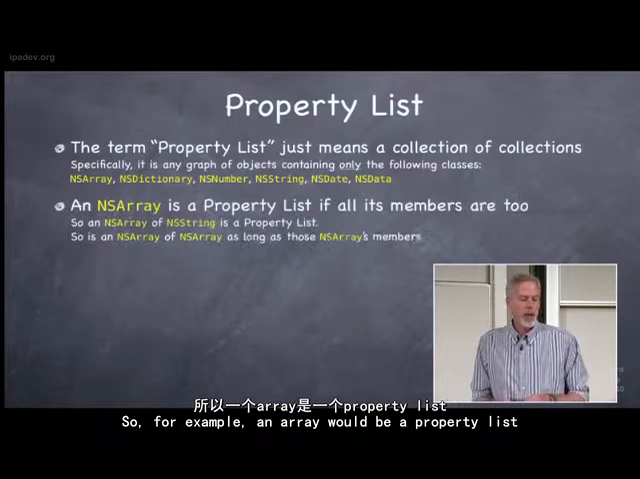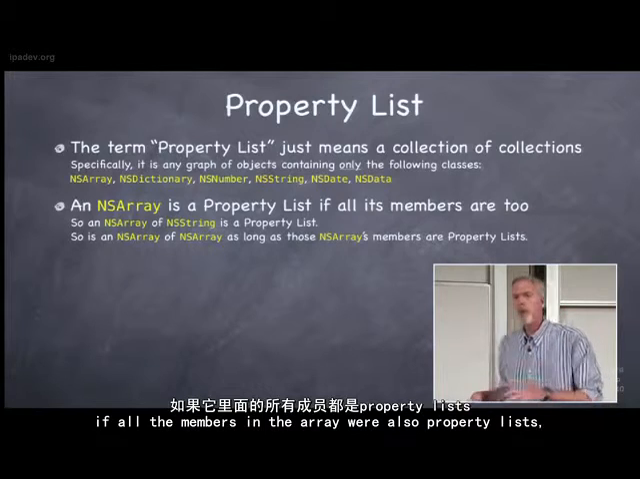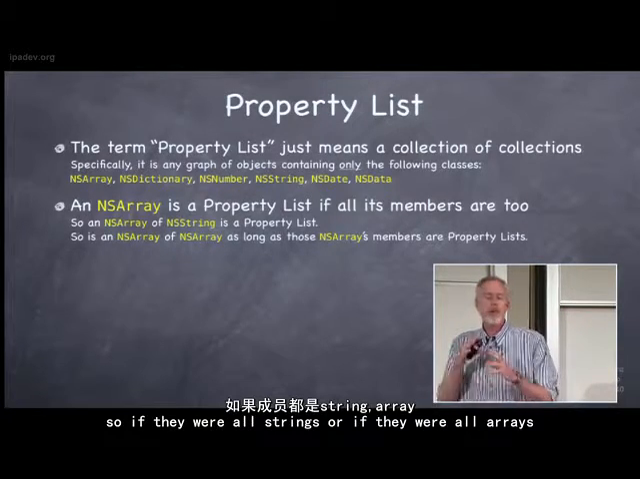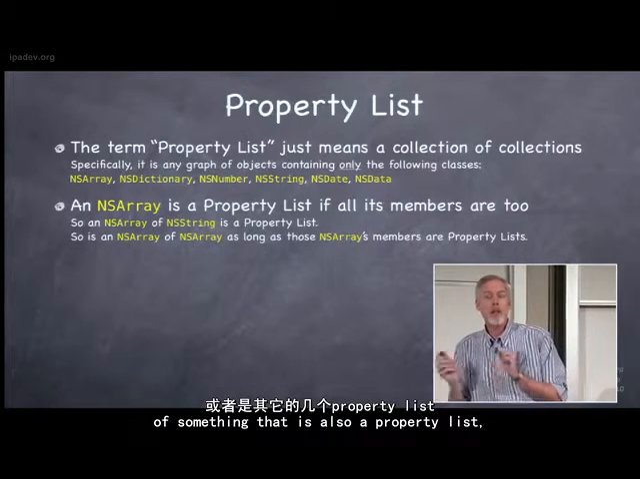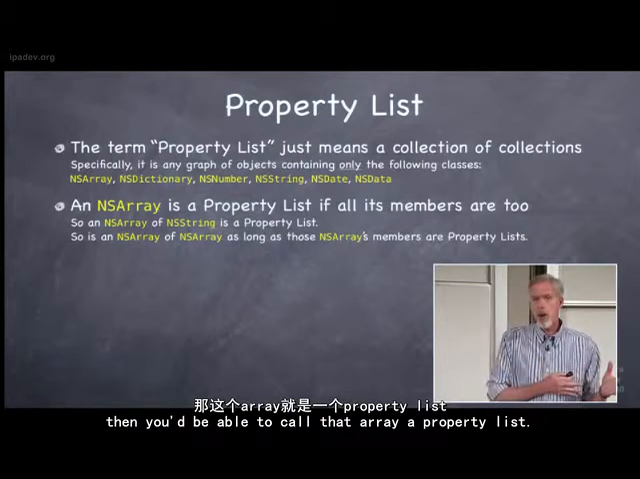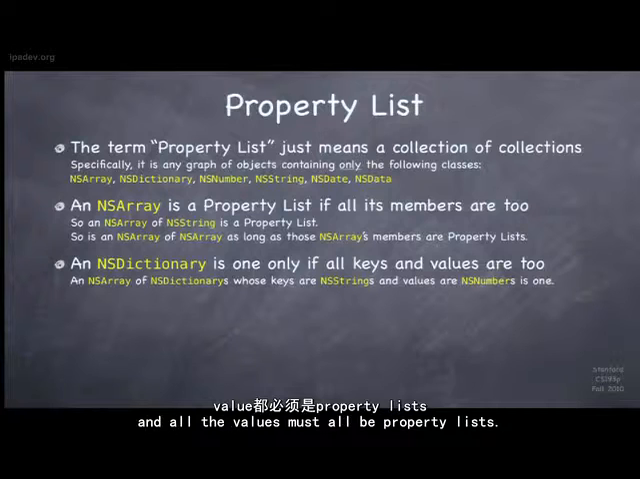So for example, an array would be a property list if all the members in the array were also property lists. So if they were all strings, or if they were all arrays of something that is also a property list, then you'd be able to call that array a property list. Or for a dictionary, all the keys and all the values must all be property lists. Okay?